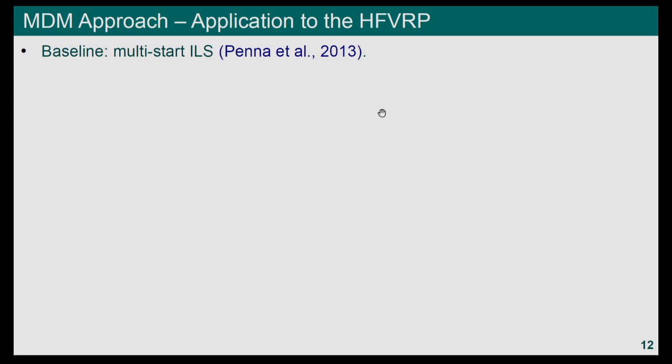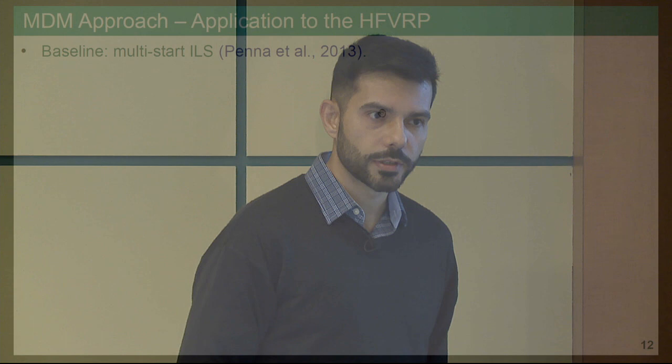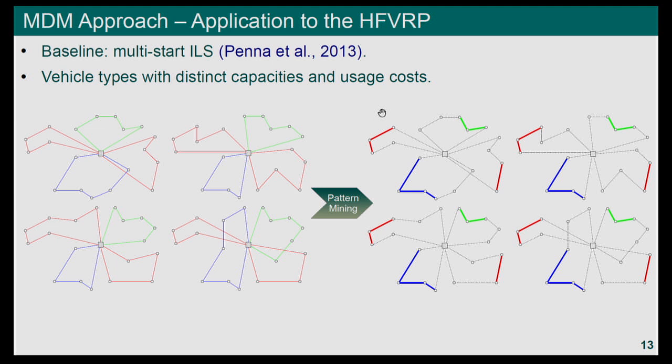Well, we first applied this method to the heterogeneous fleet VRP using a multi-start ILS as baseline method, which was a competitive method by the time we started working on this problem. And in this variant, we have vehicle types with different capacities and different usage costs. So each route in a solution is assigned a specific vehicle type, and this is a very important decision in this variant. So we capture that information in the paths in the mined patterns. So each frequent path we mine is assigned a specific vehicle type, and we use that information, of course.